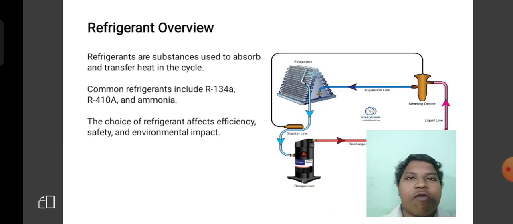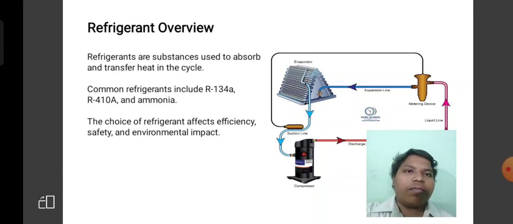Refrigerant overview. Refrigerants are substances used to absorb and transfer heat in the cycle. Common refrigerants include R134A, R410A, and ammonia. The choice of refrigerant affects efficiency, safety, and environmental impact.